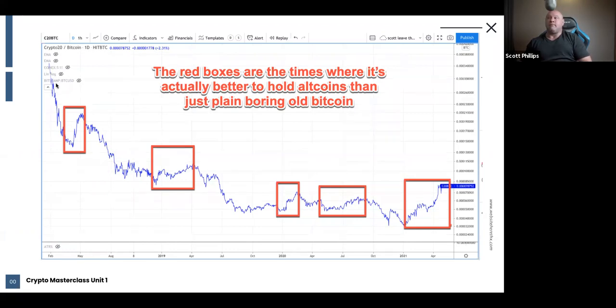So, for the guys who are deep in the altcoin game, would you agree with this? Like 2018 through 2020 was pretty shit, showing signs of life, and 2021's been awesome. Is that roughly how it's going? Horrid.